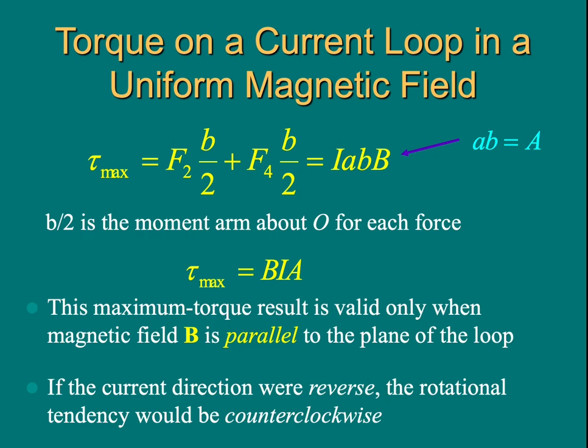It is valid only when the magnetic field is parallel to the plane of the loop, and then the torque will make the loop rotate. If the current direction is reversed, then the direction of the torque would reverse as well. So the rotational direction would be counterclockwise in the event we reverse the direction of current.